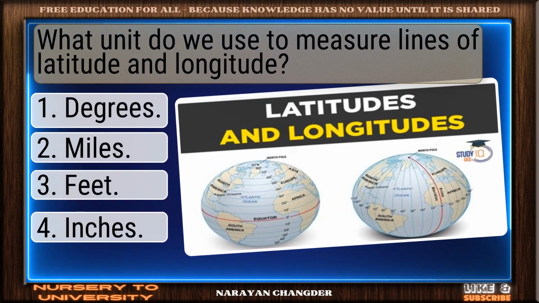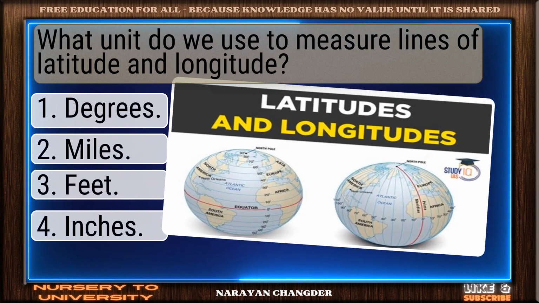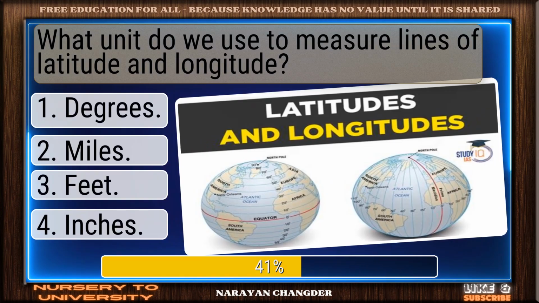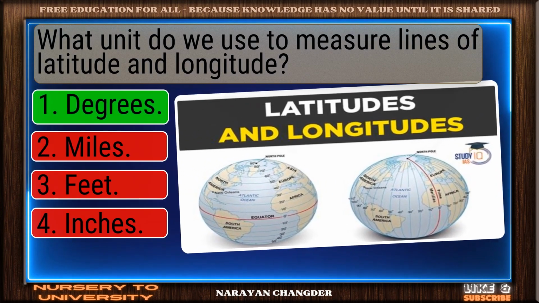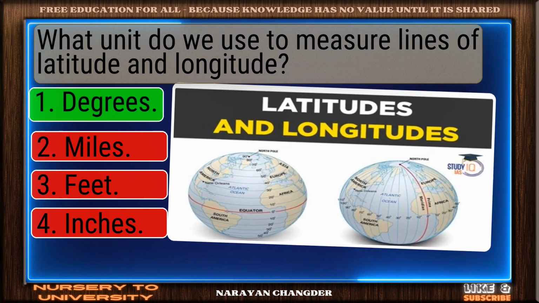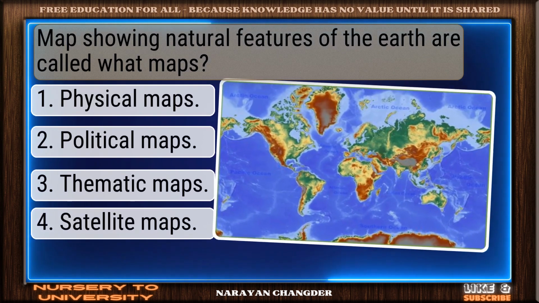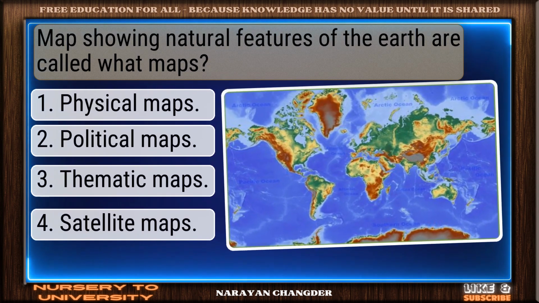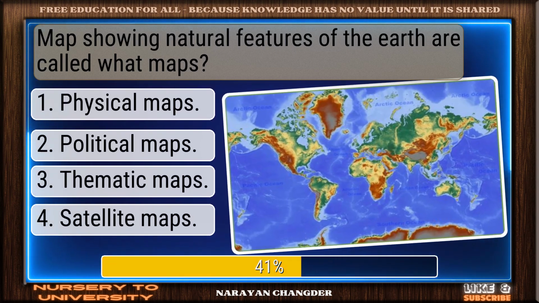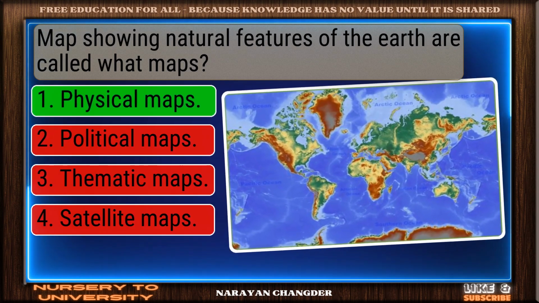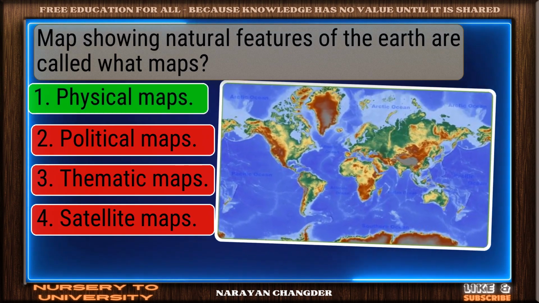What unit do we use to measure lines of latitude and longitude? You're right. Degrees is the correct answer. Maps showing natural features of the Earth are called what maps? Bravo. Physical maps is the answer.